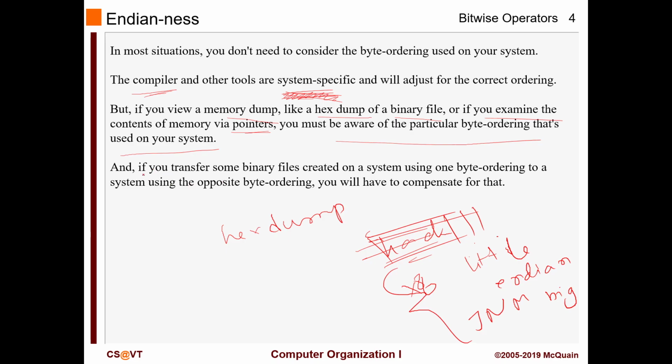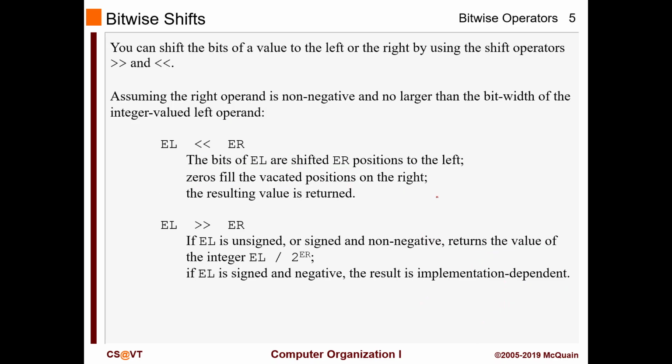And another thing is, if you transfer some binary files created on a system using one byte ordering to a system using an opposite byte ordering, you'll have to compensate for that. The standard isn't always maintained, but it's taken care of by the compiler. But there might be a case where you're copying one type of byte ordering and copying it to somewhere else. In that case, you have to compensate for it. So that's something you should be aware of.